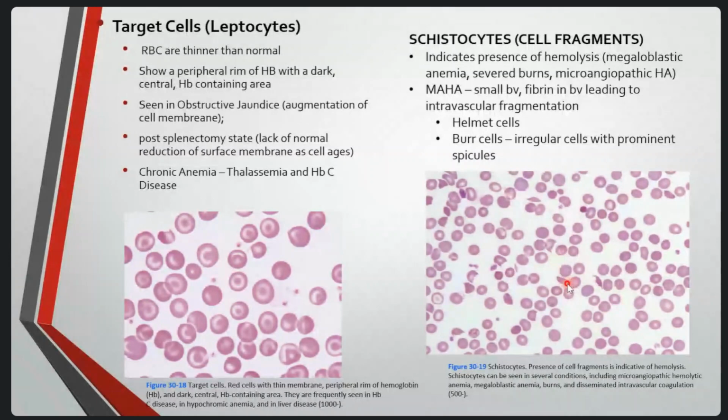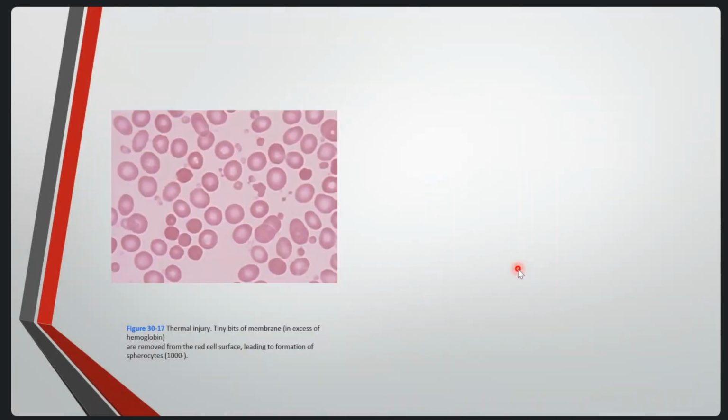So it's like a helmet or burr cells. These are irregular cells with prominent spicules. You can also have these tiny bits of membrane, as seen in a thermal injury. They're also fragmented cells.